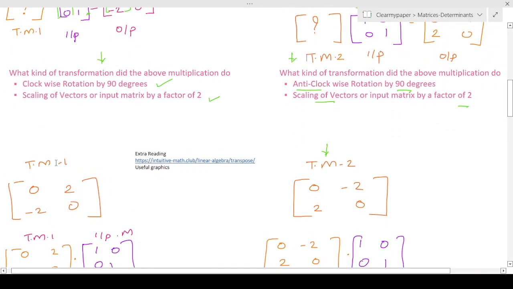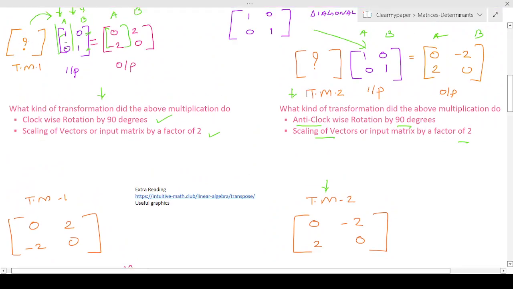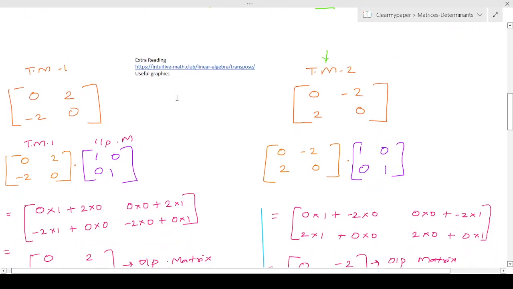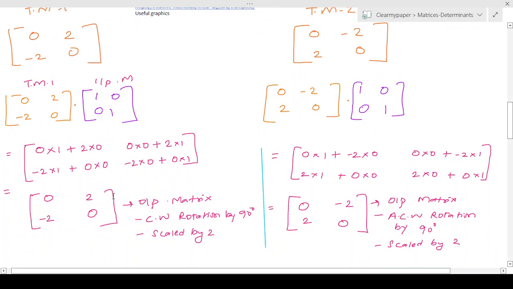I've taken the transformation vector over here, and I've taken the input vector, and I've shown you that the output vector comes to that point over here. And the net output is the same. Once you apply this multiplication or transformation, you will see the output matrix is an anti-clockwise rotation by 90 degrees and scaled by 2, because you can see the coordinates here. And the same way over here also, you can see the anti-clockwise rotation and scaled by 2.